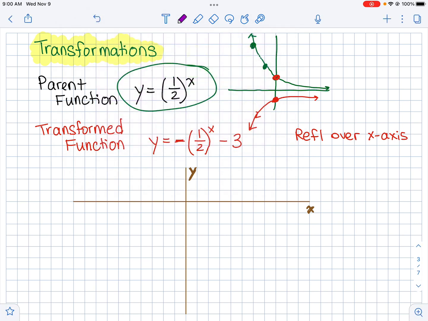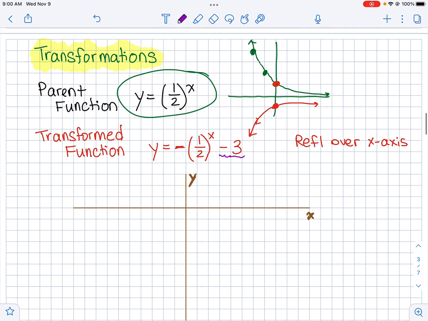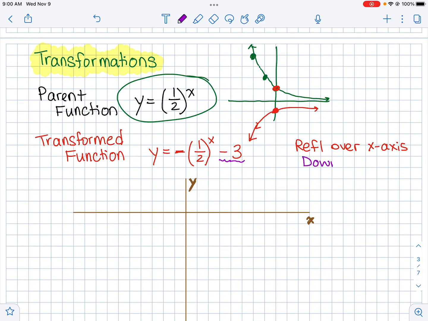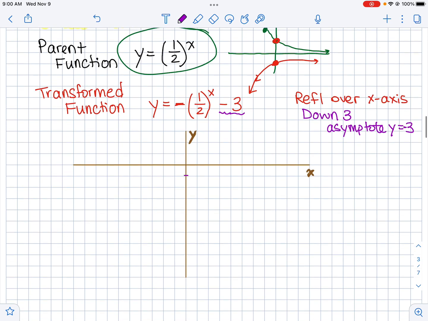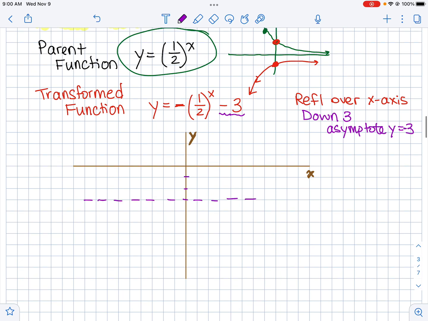Another thing that's going to happen is this -3. So that's going to shift our graph down 3, which affects our asymptote. So we're going to have an asymptote now at y equals -3, sorry. So let's pop our asymptote on there, right at -3. It's nice to draw that on. And it's always going to be where the c value is in our transformation, right there.